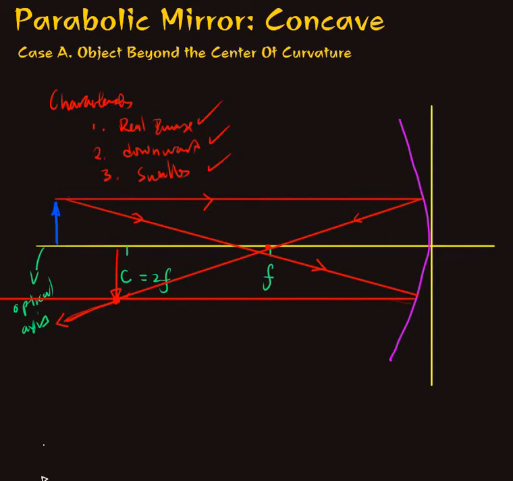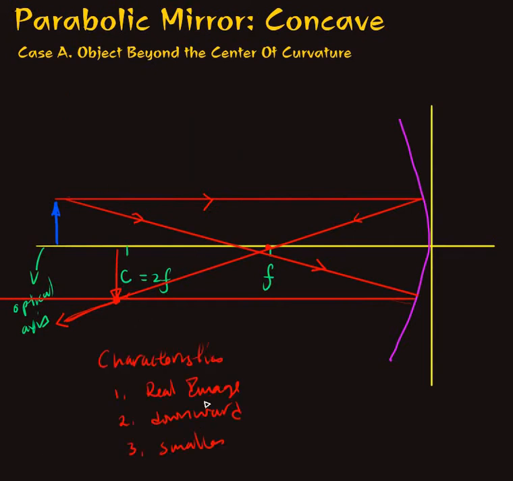Okay, sorry guys, I had to change the characteristics down here. The characteristics, which are the things you have to tell me about the image, are: real, downward, and smaller. Now, there are other things that we have to look at here. If I ask you to calculate the focal length, or the distance where the object is, or the distance where the image is going to be, then you need to know a couple of things.